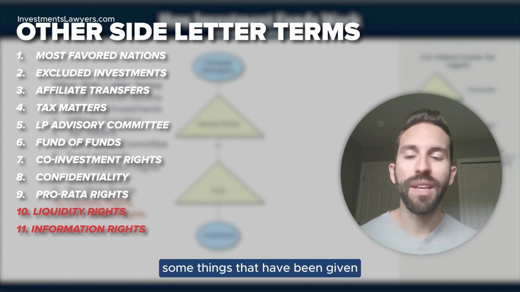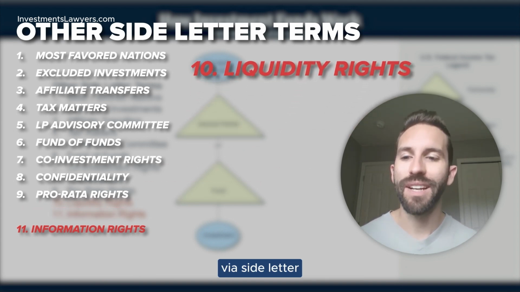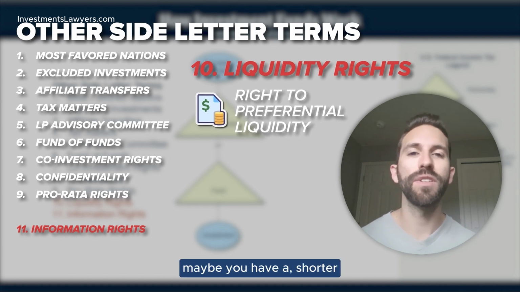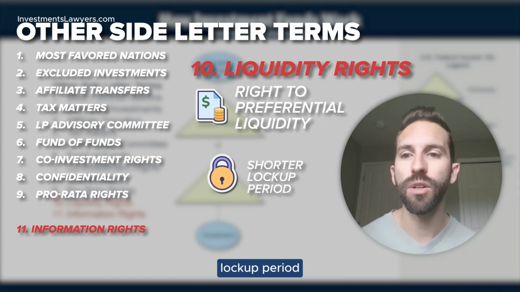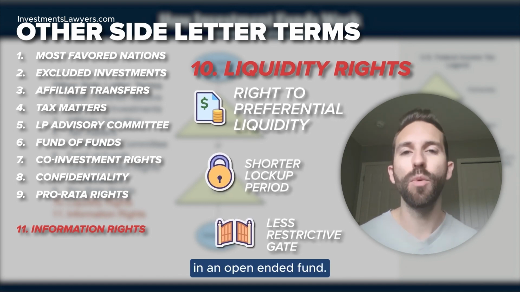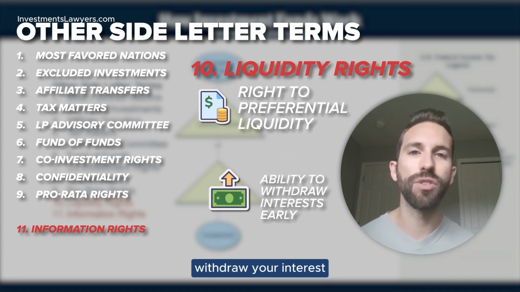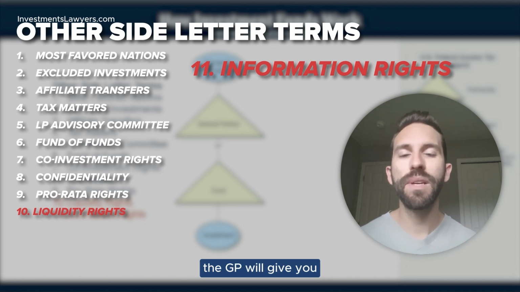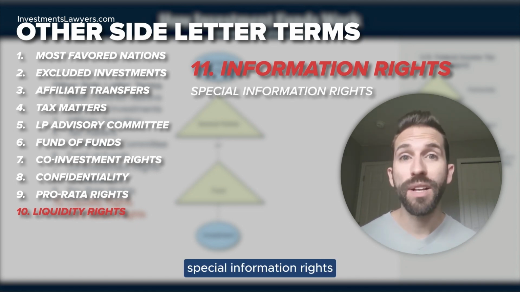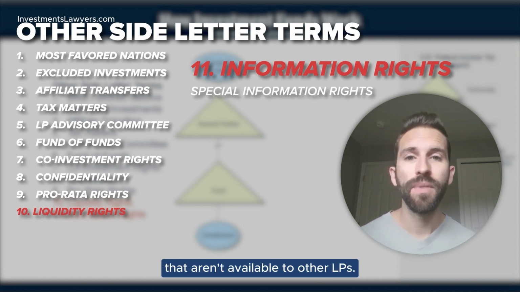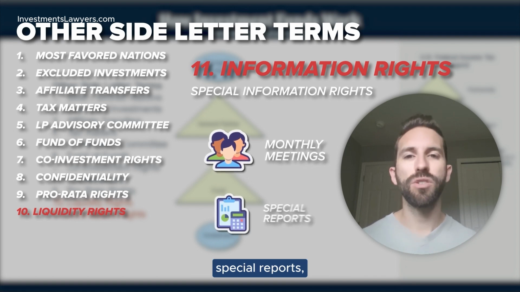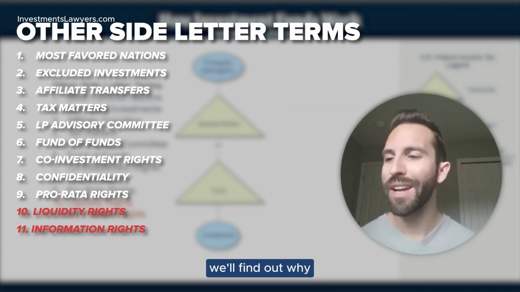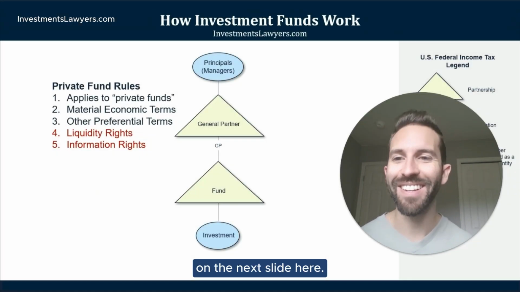So historically, some things that have been given via side letter are the right to preferential liquidity. So maybe you have a shorter lockup period or a less restrictive gate in an open-ended fund. Maybe you can withdraw your interest before other people. Information rights: maybe the GP will give you special information rights that aren't available to other LPs, like monthly meetings, special reports, things of that nature. Now these are red. We'll find out why they're red on the next slide here.